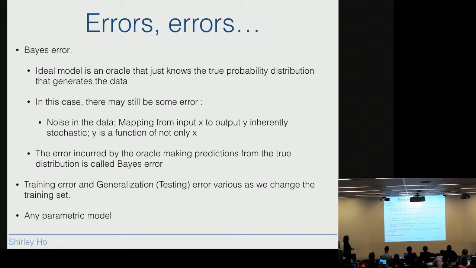Errors, errors, errors. I'm not going to go through all these, but since people ask, we did have a slide on this. There will be errors in the data, and there are also errors incurred by the oracle that makes the prediction from the true distribution, called the Bayes error. A lot of these are about what errors we should include when we think about deep learning. There is the oracle, the Bayes error. There's also the noise in the data.